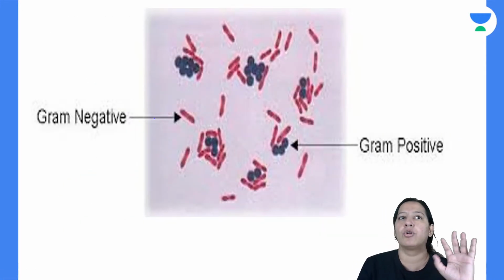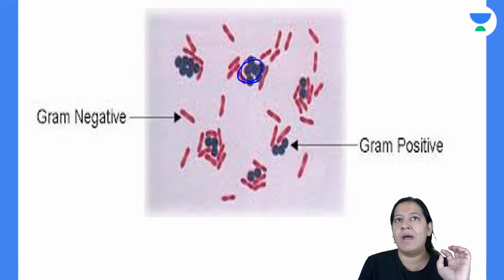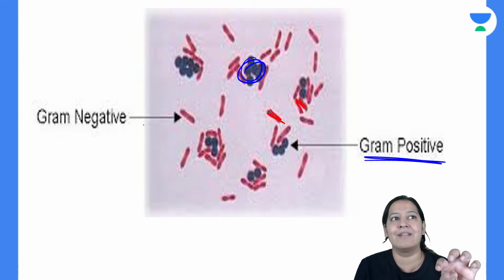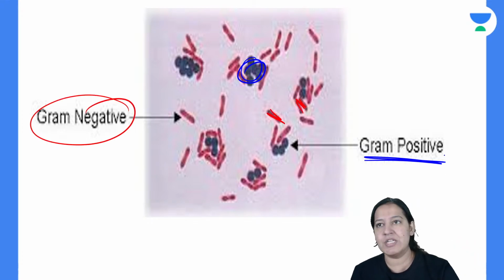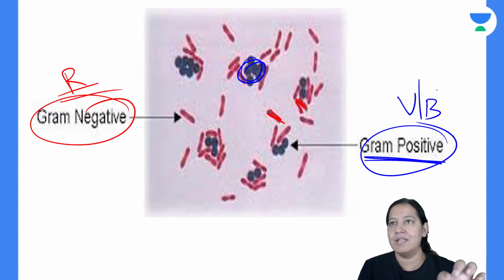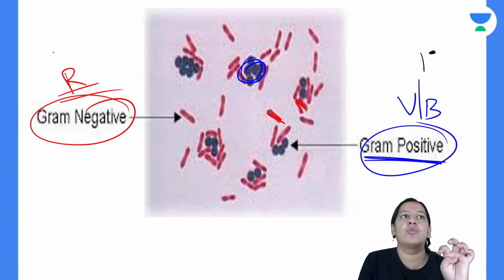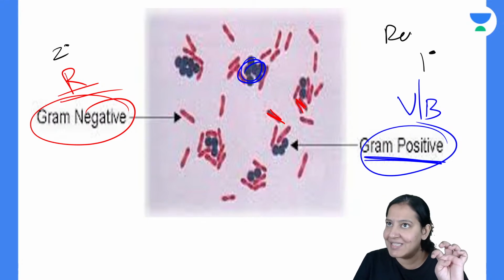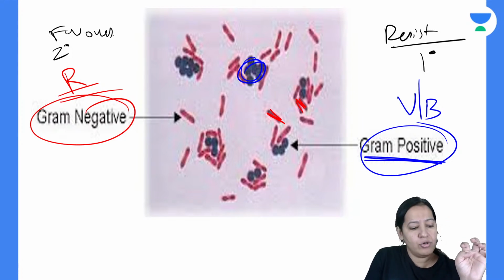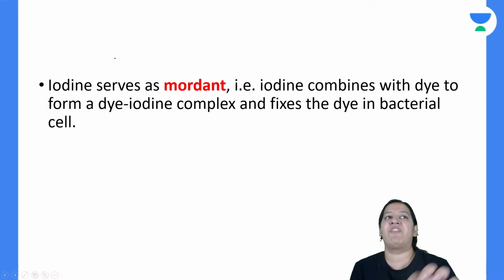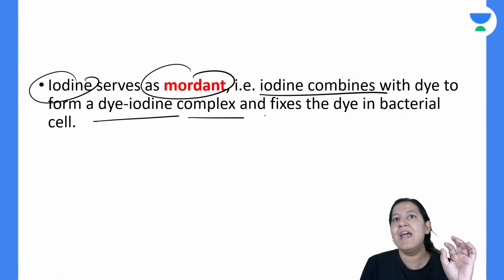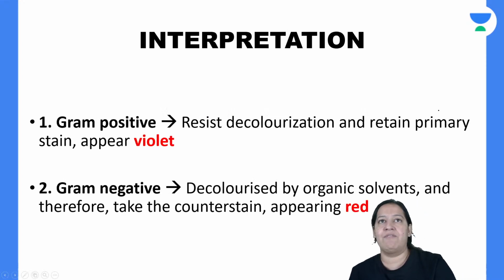So here you can see both. The violet ones, can you see these violet ones? These are gram positive. And see these red ones, the red rods, the red color; these are gram negative. So gram positive are always violet or blue in color and gram negative are always red in color. They took the primary stain, they took the secondary stain. They resist decolorization, they favor decolorization. Any doubt? If you don't have any doubt, please give me a thumbs up. Iodine is a mordant that forms a complex with the dye and fixes the dye inside the bacterial cell wall. Give me a thumbs up.